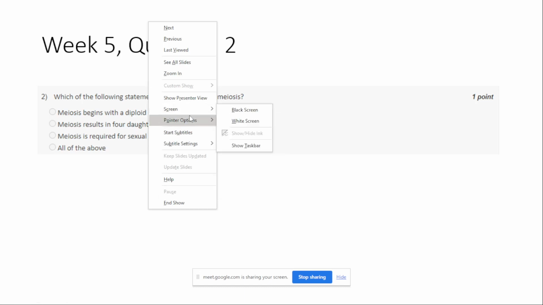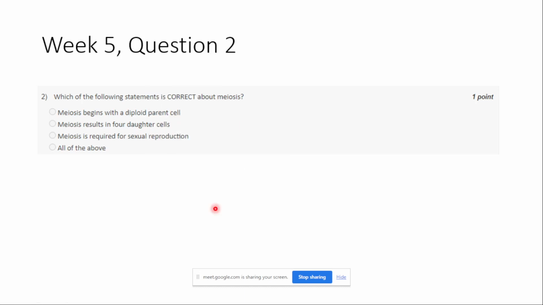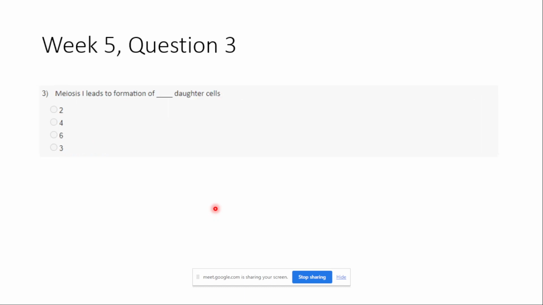Why 4 daughter cells? Because in meiosis 1, the homologous chromosomes separate, and in meiosis 2, the sister chromatids separate and form 4 daughter cells. So 2 plus 2, 4. That's why 4 daughter cells. Third option is meiosis is required for sexual reproduction. Is it true? Yes, sir. For sexual reproduction you need to form gametes, and gametes can only be formed by meiosis. So the answer is all of the above.